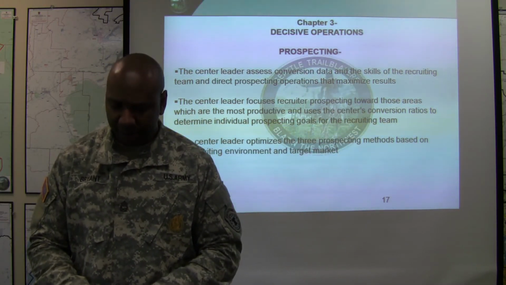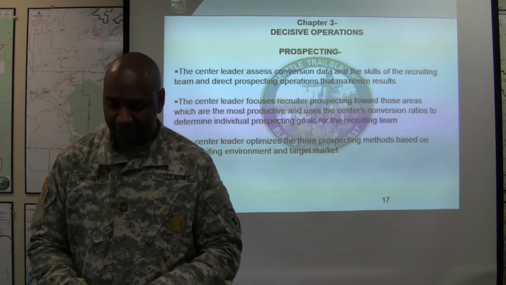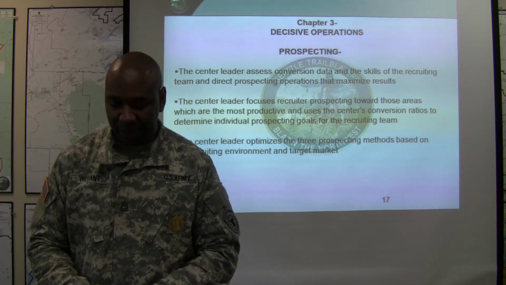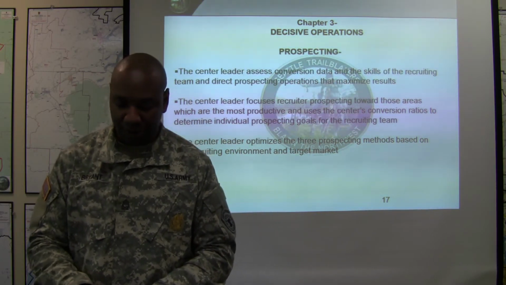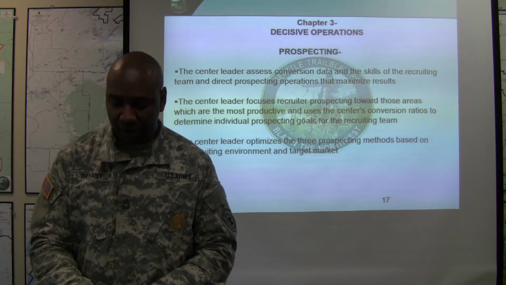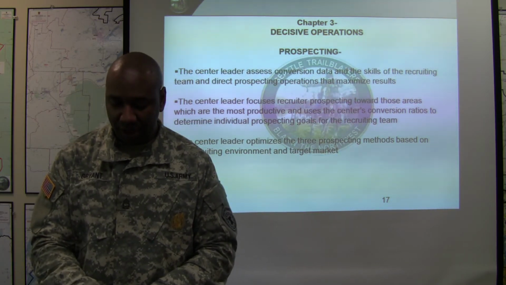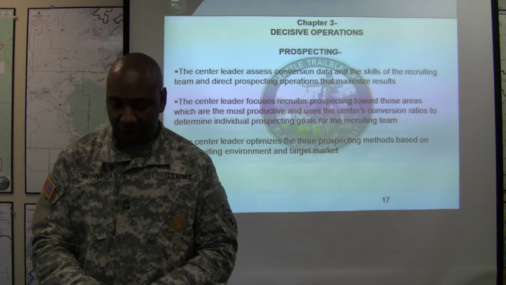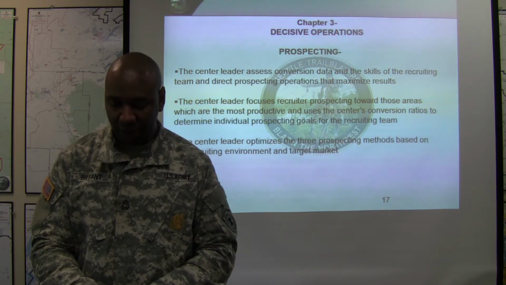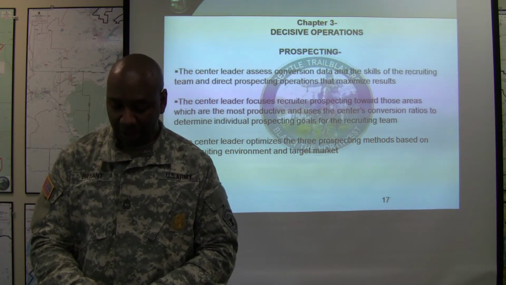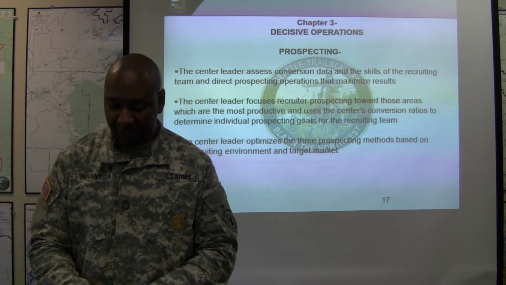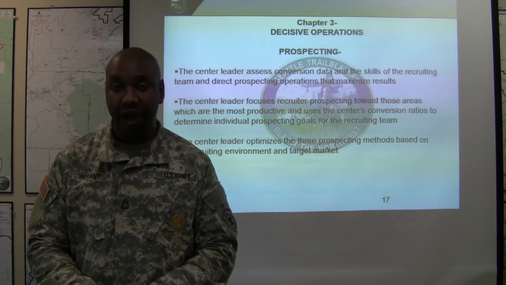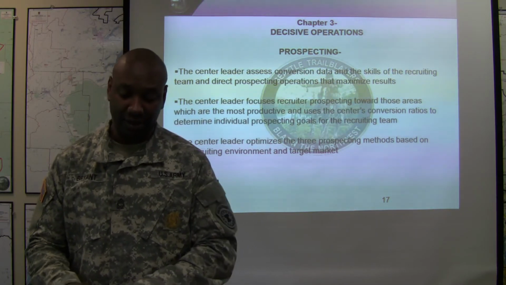Center leaders assess conversion data and the skills of the recruiting team and direct prospecting operations that maximize results. The center leader focuses recruiter prospecting toward those areas which are the most productive and uses the center's conversion ratios to determine individual prospecting goals for the recruiting team. The center leader optimizes the 3 prospecting methods based on the recruiting environment and target market. Okay.